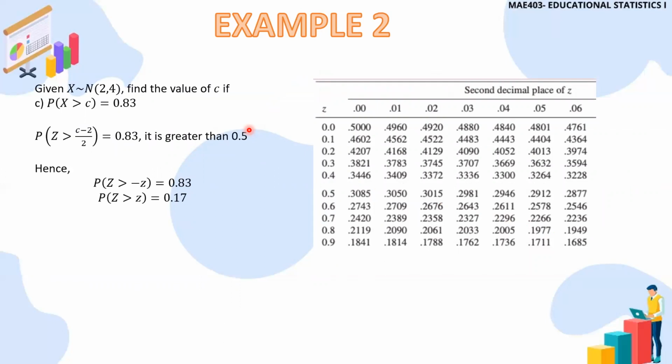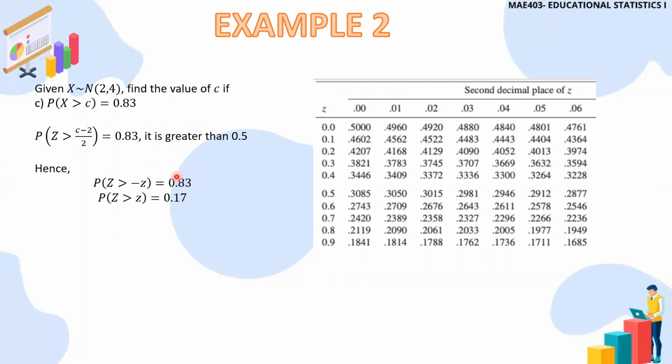Next, given that the probability of X greater than C is 0.83. With the same method, since this is greater, C minus 2 over 2 corresponds to 0.83. However, based on your statistical table, the largest value of the probability is only 0.5. So you need to take 1 minus the value of 0.83. Since this is the greater-than case, the probability of Z greater than negative z is 0.83. It covers the negative side.